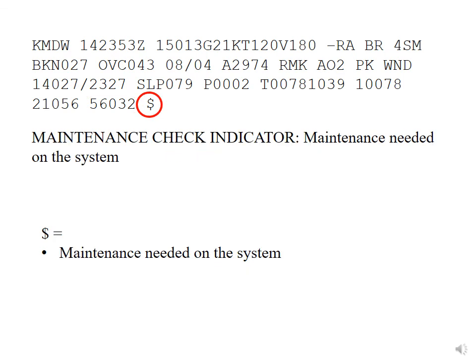And then you'll often see this little $ at the end. That's just a maintenance check indicator that says that the automated surface observing system needs maintenance. It doesn't mean that the data is invalid. It just means that there is something that the algorithms have identified with the system that will need maintenance soon.